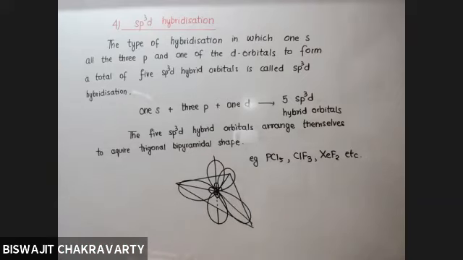Sir, could you explain this structure again? Which one? This structure, sir. Okay. The shape is trigonal bipyramidal. Did you attend the class on VSEPR theory?